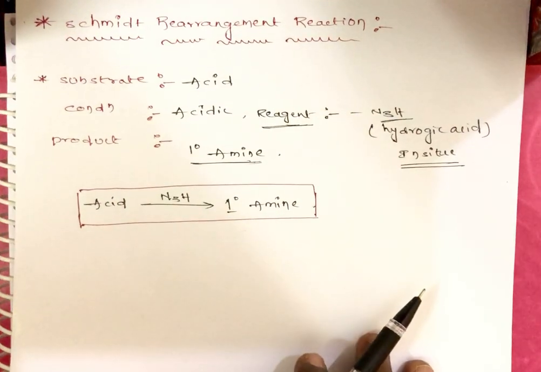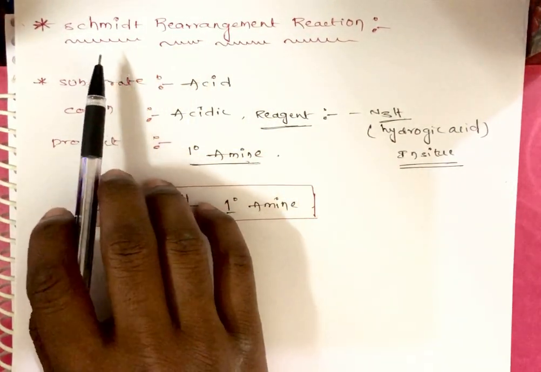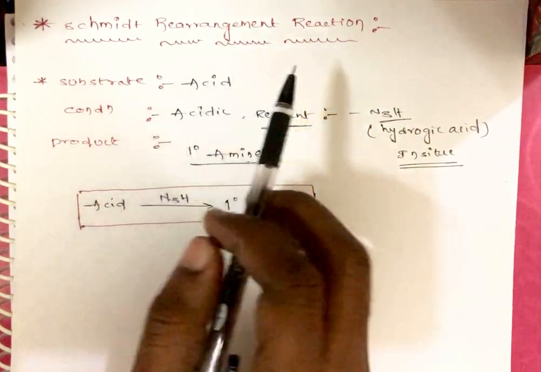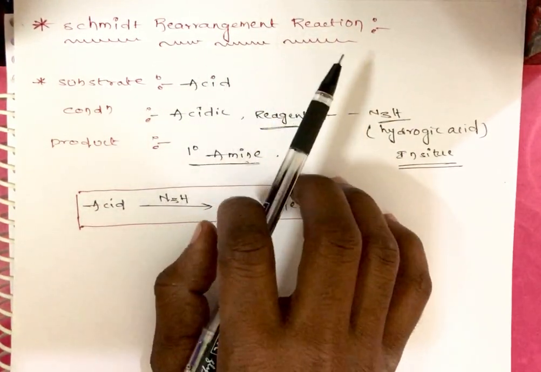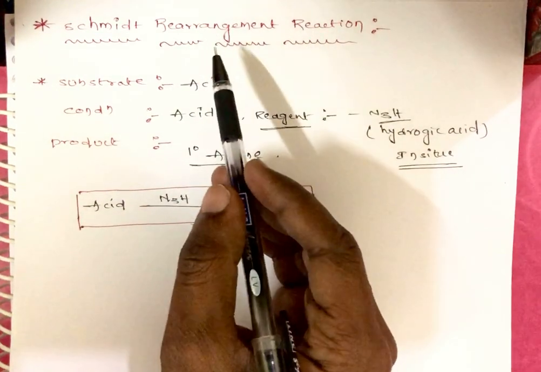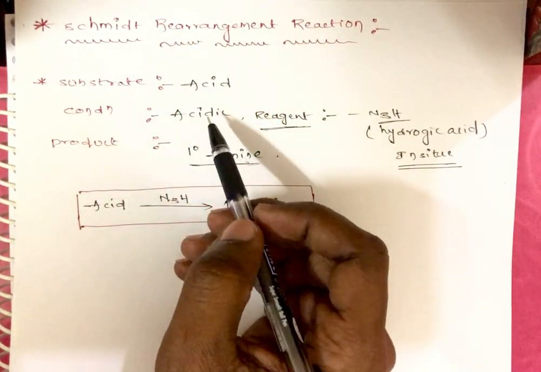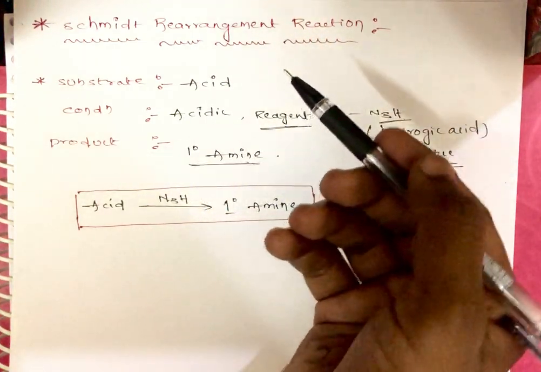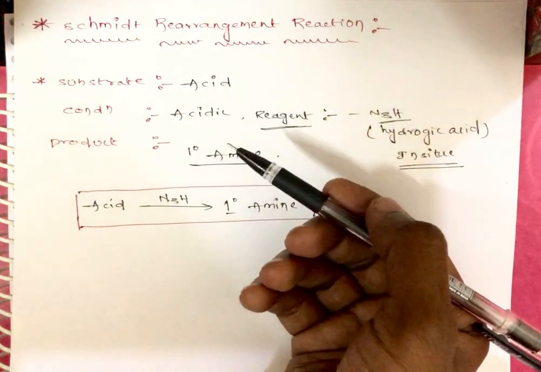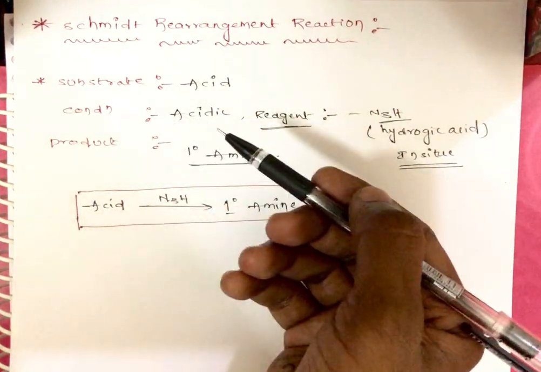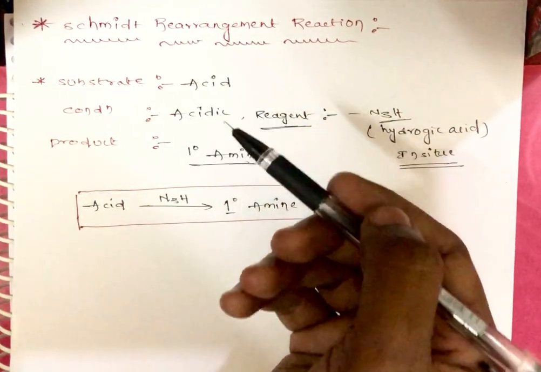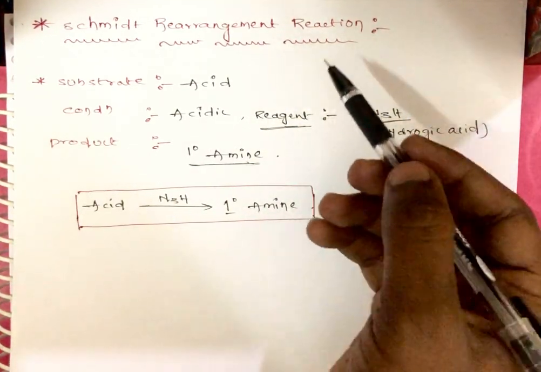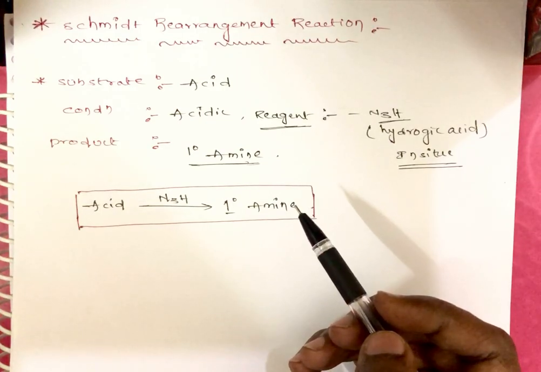Hello friends, in this video I'm going to explain the Schmidt rearrangement reaction. These rearrangement reactions, like the Wolff rearrangement, Hofmann rearrangement, Curtius rearrangement and Schmidt rearrangement, are all similar, but there are small changes in either the conditions, products or substrates. But all of them are rearrangements.